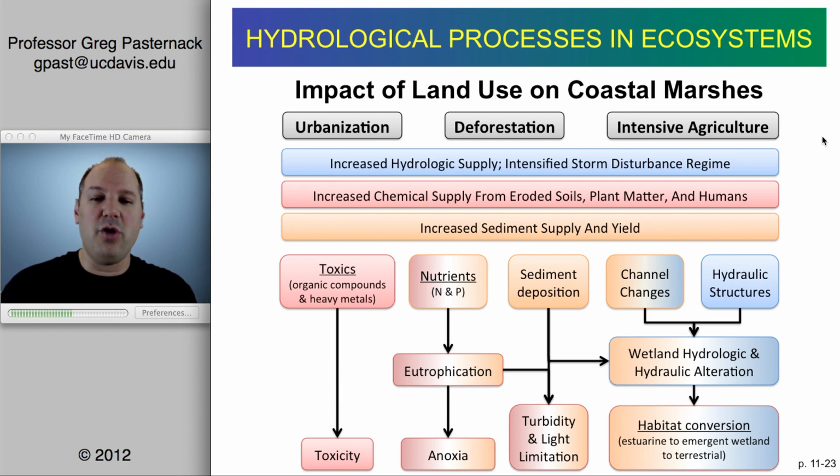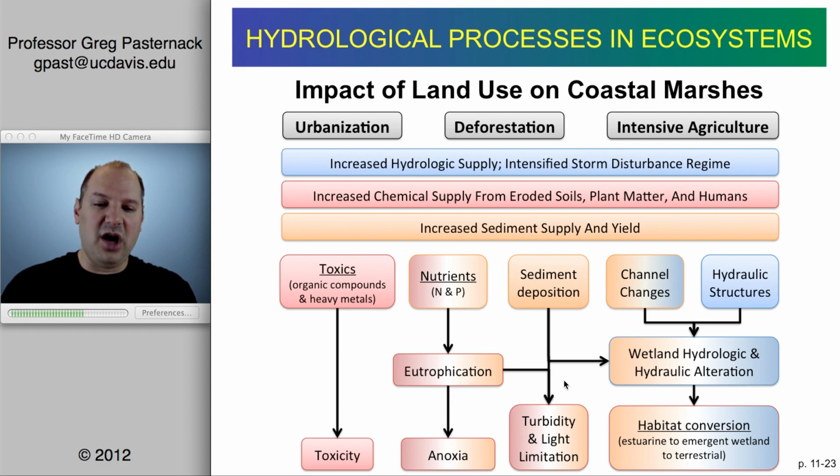Maybe it's more of a road issue. There are other impacts as well. These things tend to change hydrology, chemistry, and sediment. So I've color-coded those 3. And then those changes of what's coming down then have effects in terms of direct toxic impacts, changes to nutrients that create eutrophication and anoxia.